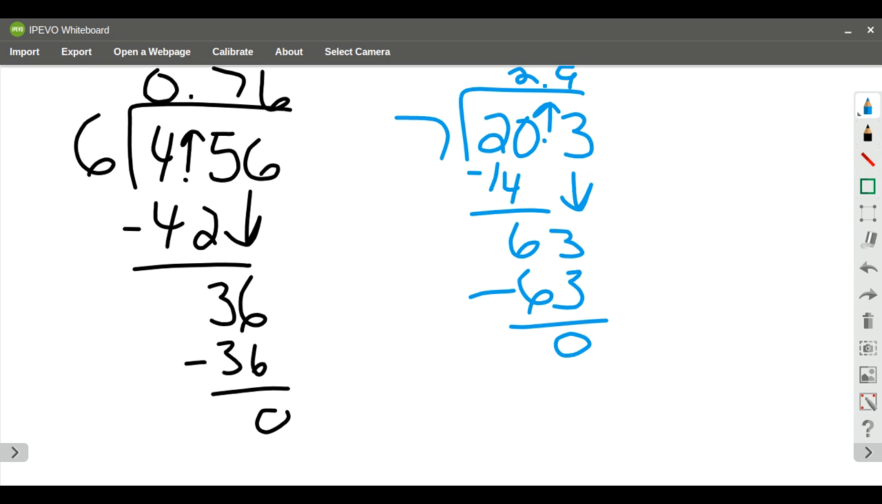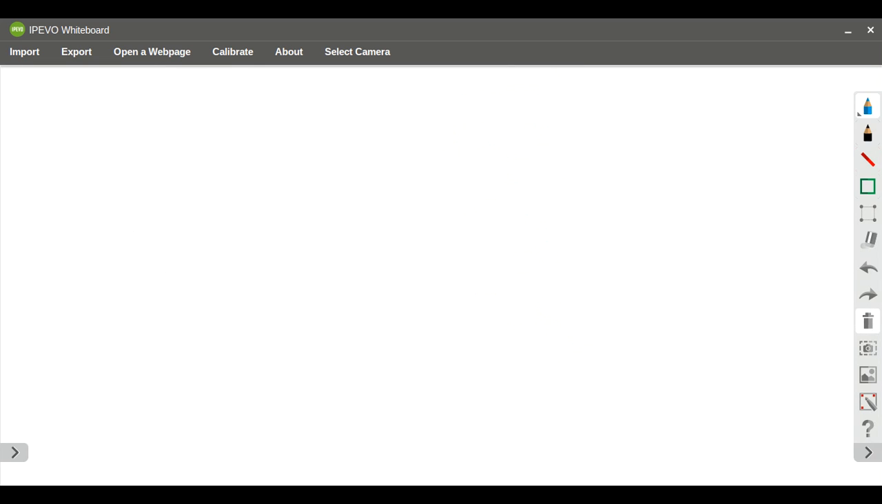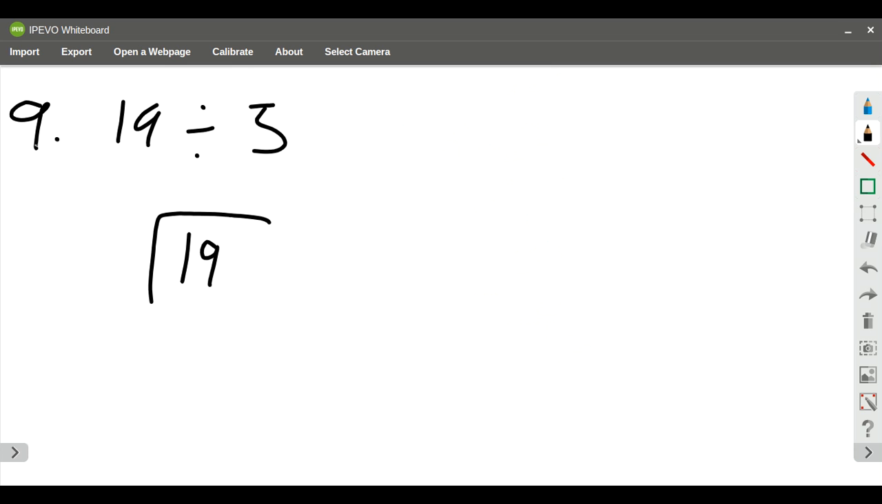Alrighty, so let's take a look at number 9 on your independent practice. So I have 19 divided by 5, so I'm going to go ahead and put it into the box. 19 is my dividend, so it goes inside the box. 5 goes outside the box. 5 is going to go into 19 3 times. 5 times 3 is going to be 15. I'm going to subtract. I have 4 left over.